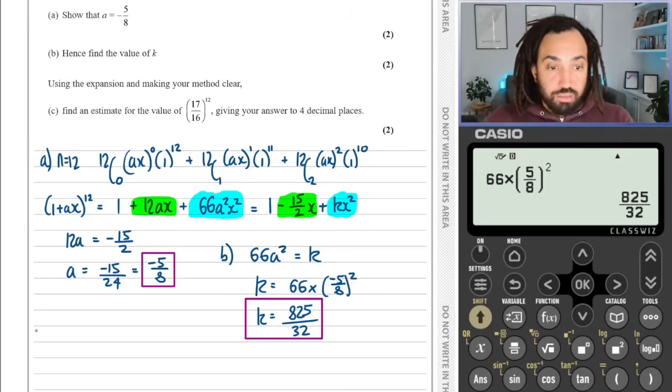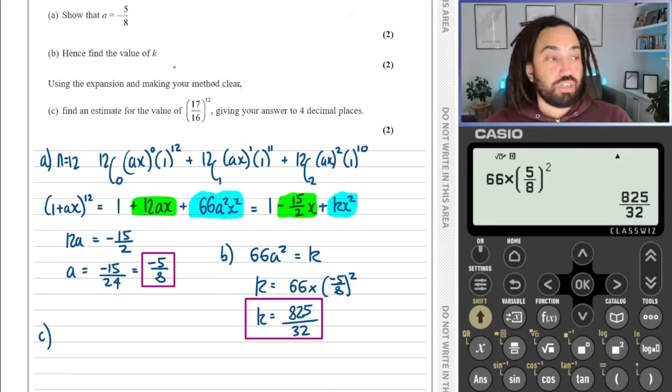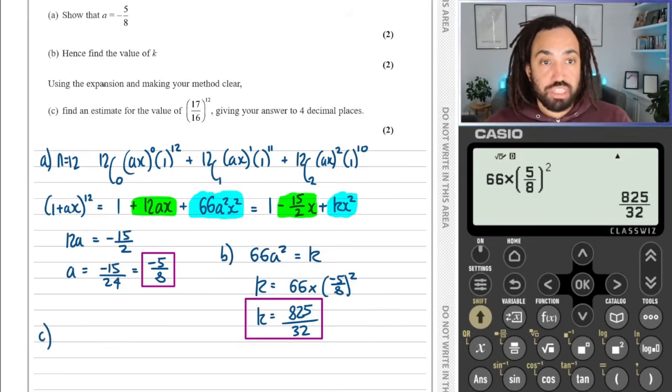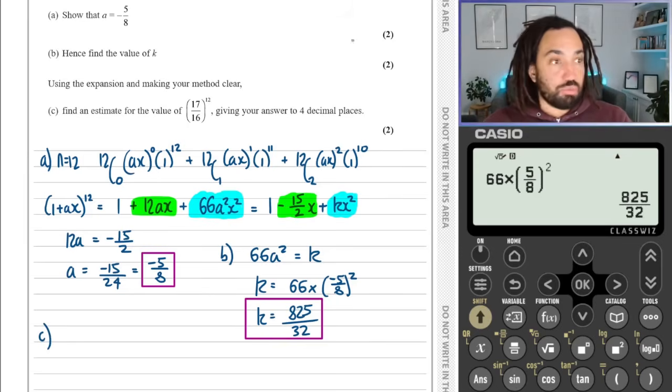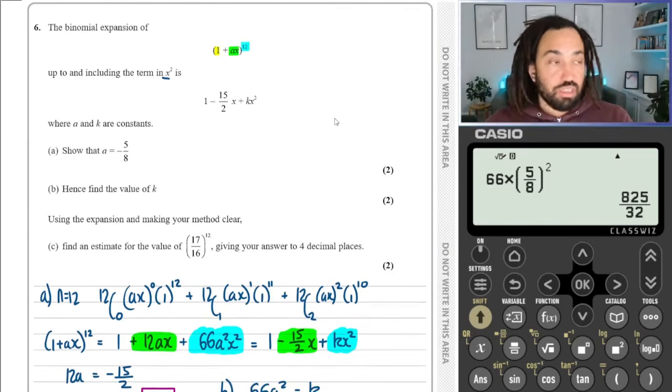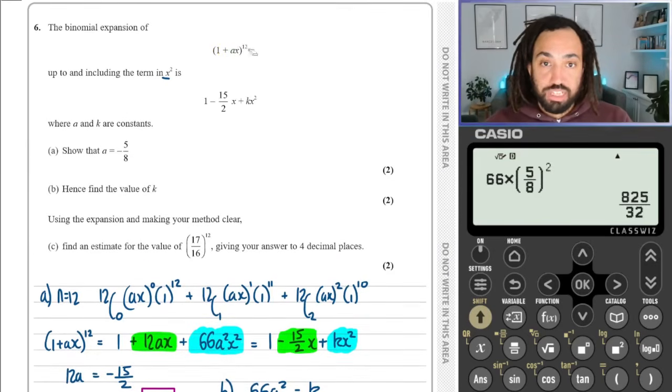Okay, great. Now part C. It says, using the expansion and making your method clear, find an estimate for the value of 17 over 16 to the power 12. Give your answer to 4 decimal places. Okay, so we have an expansion for this guy right here.